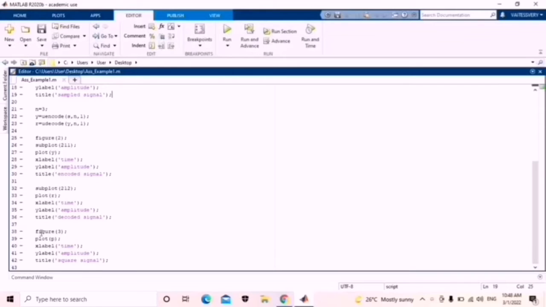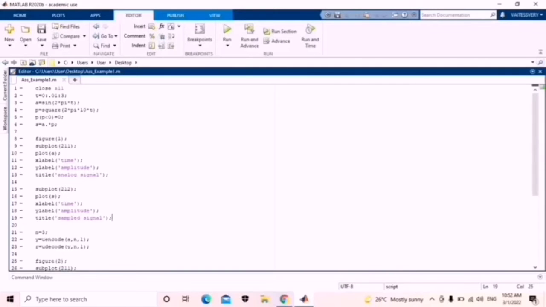This coding is for the square signal. We label X as time, Y as amplitude, and title as square signal. So now I am going to show the output of this coding. We save the program and then run.